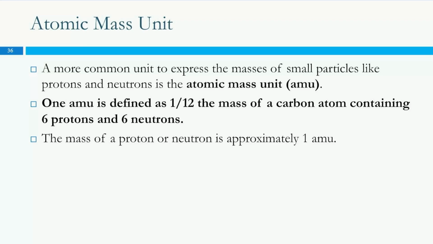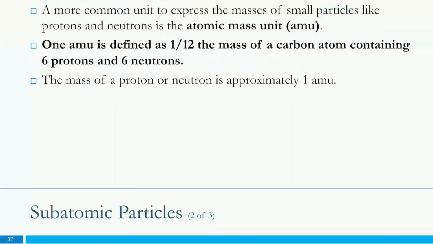They took carbon and said, okay, if we take a carbon atom that has 6 protons and 6 neutrons, whatever that mass is, divided by 12, the number of protons plus neutrons, we're going to call that 1 AMU. So really, 1 AMU is the mass of a proton or neutron. It's not exact, but very closely the mass of a proton or neutron. So then for any element, if we know the number of protons and neutrons, we can figure out its mass in atomic mass units, AMU.